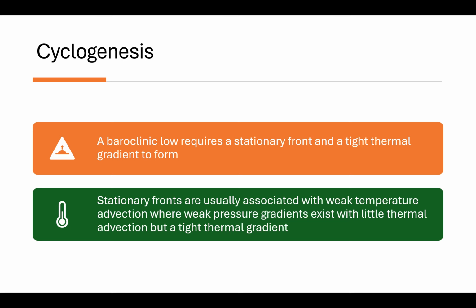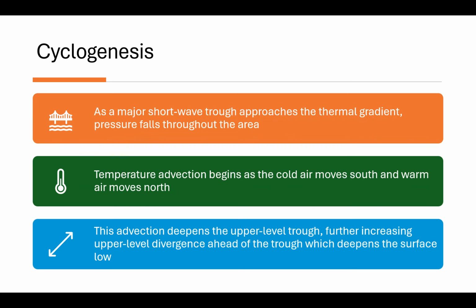Now with cyclogenesis, a baroclinic low is going to require some sort of stationary front and a tight thermal gradient to form along it. Stationary fronts are usually associated with weak temperature advection, where weak pressure gradients exist with little thermal advection but a tight thermal gradient. And as a major shortwave trough approaches the thermal gradient, pressure begins to fall throughout the area. Temperature advection begins as the cold air moves south and the warm air moves north.